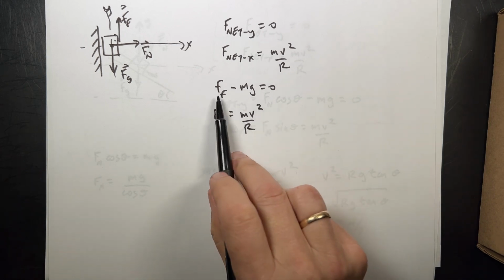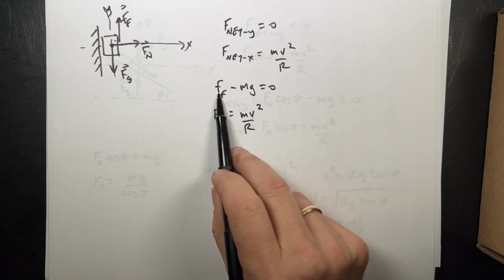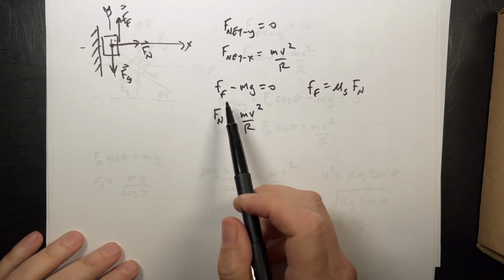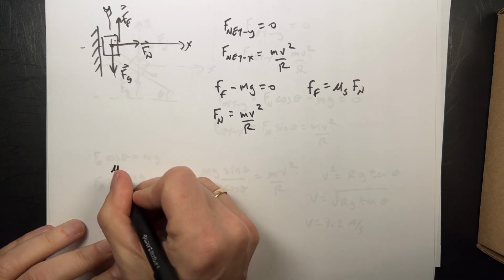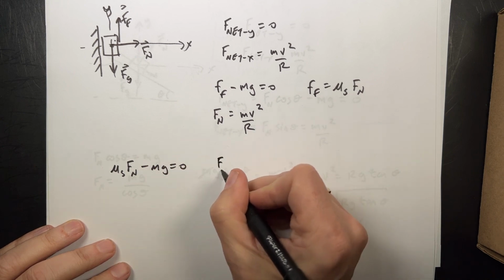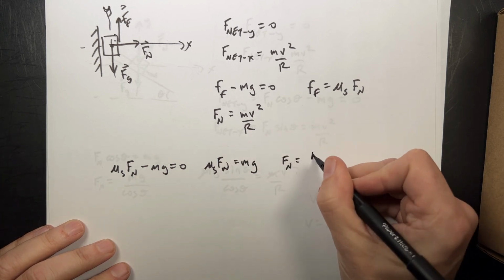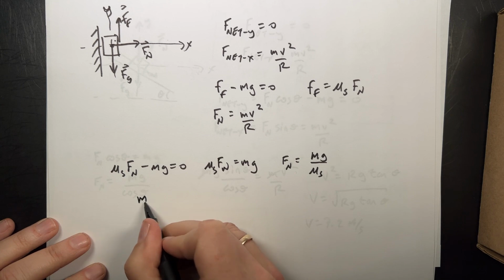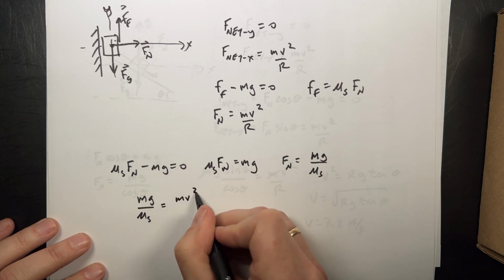So let's, again, find the frictional force. In this case, I want to use the same model. The frictional force is equal to mu times the normal force. So let's put that in up here and calculate the normal force. If I do that, I get mu s times the normal force minus mg equals zero. So the normal force times the coefficient is equal to mg. So the normal force is mg over the coefficient of friction. Now I can put that in up here, and I get mg over the coefficient of friction, that's the whole normal force, is mv squared over R.